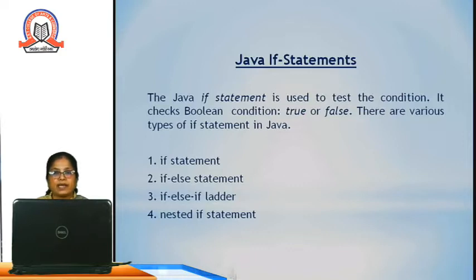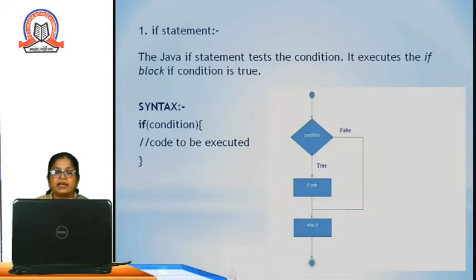There are four types of if statements. First, the if statement, that is the single if statement, then the if else statement, the if else if ladder, and the fourth one is the nested if statement. The single if statement tests the condition. It executes the if block if the condition is true. It does not execute the false condition, which means it does not give the output for the false condition. You can see the syntax: if condition, and within the block you write the code, and this is the flow chart of the if statement.